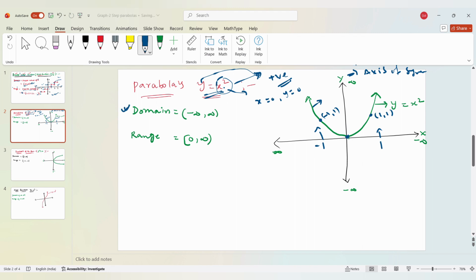For the domain, you can see from where to where I can take. All negative values will lie on this curve, so I can include negative values as well as positive values. That's why the domain is -infinity to +infinity. When it comes to the range, again, we are only taking the upper part of the x-axis. So the y value ranges from 0 till +infinity. So this is the range.